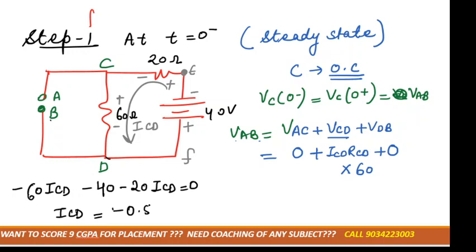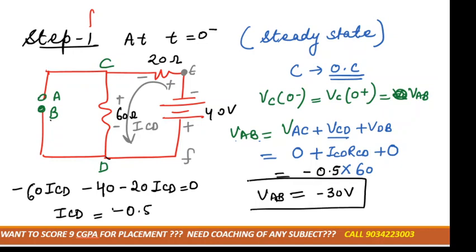Minus 0.5. So we can mark it here 0.5 with the negative sign. What would be the value of VAB? Tell me. That is minus 30 volt. Okay. If you come across a minus value, you have to write down minus only. Okay.